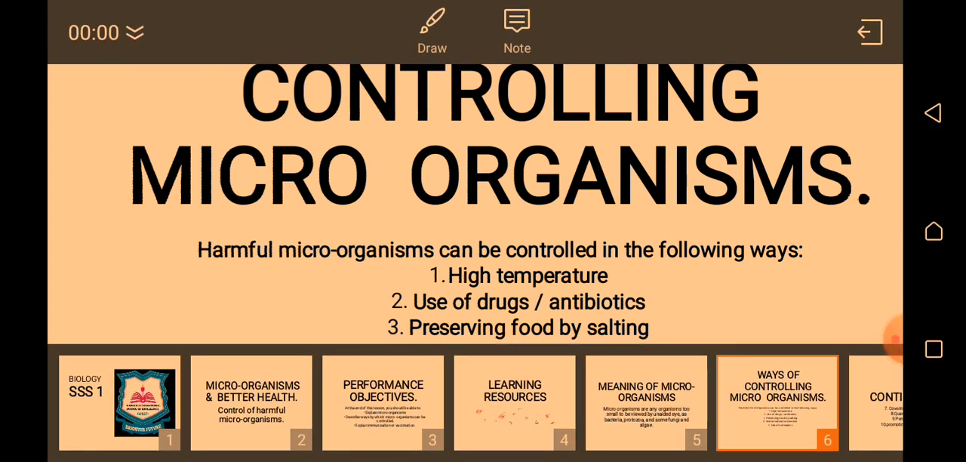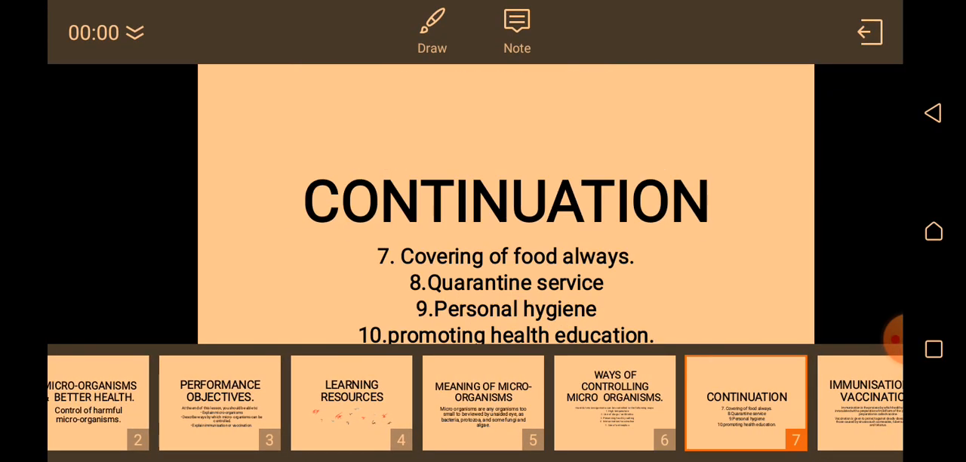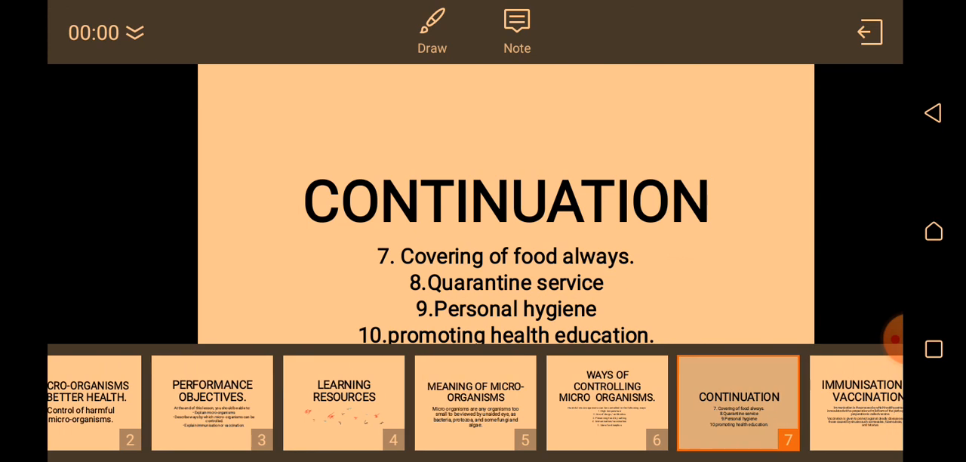Okay, so let's see the continuation of it. Number 7, covering of food always. You can also cover your food. If your food is properly covered, you will not expose it. Microorganisms will not have a way to enter into your food.